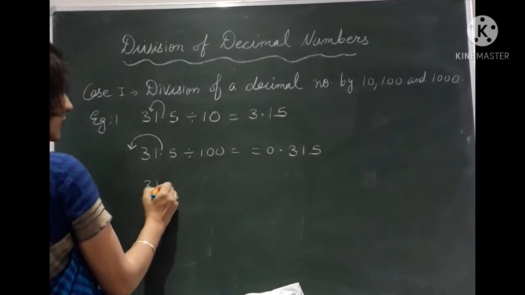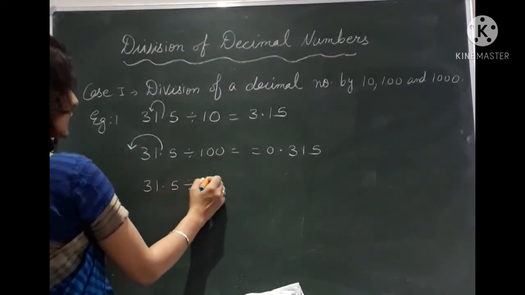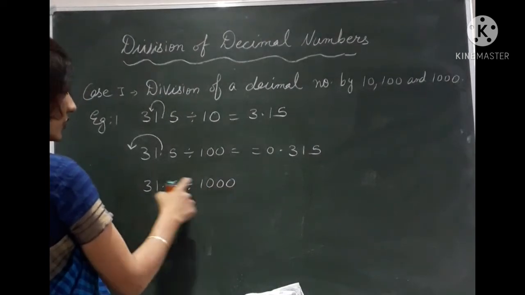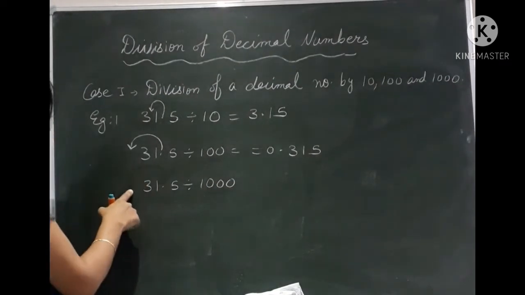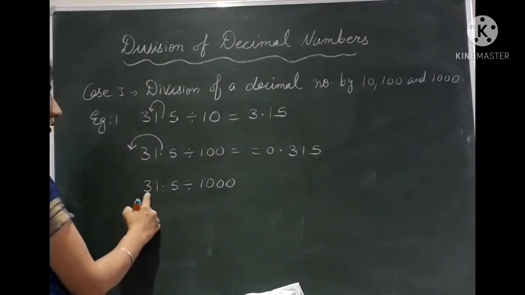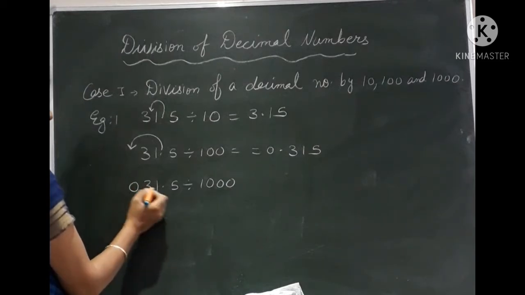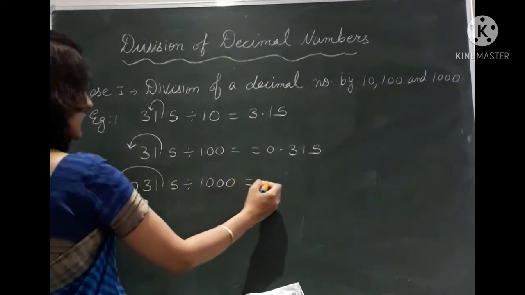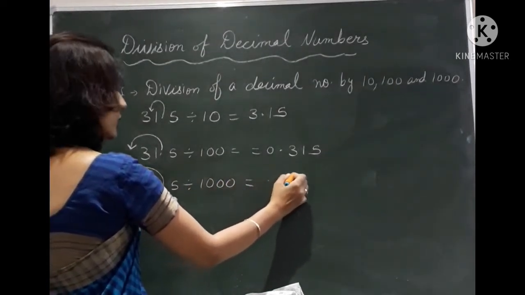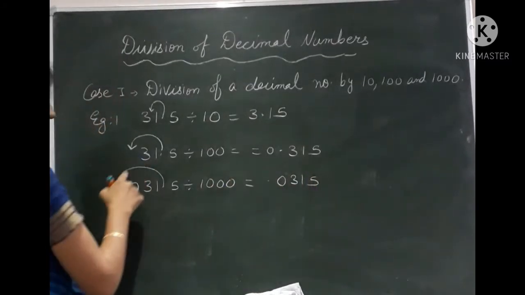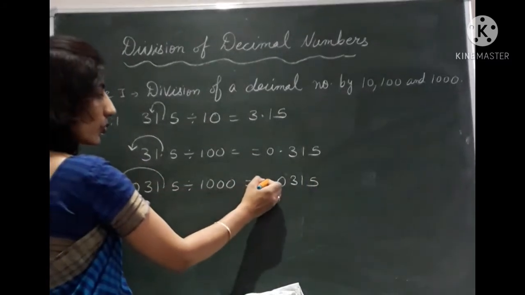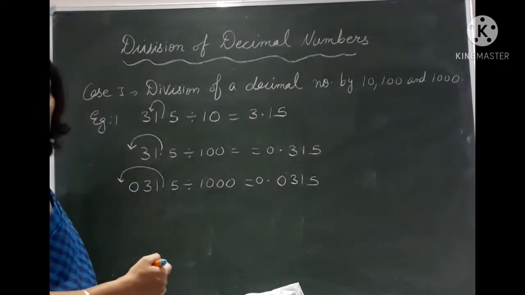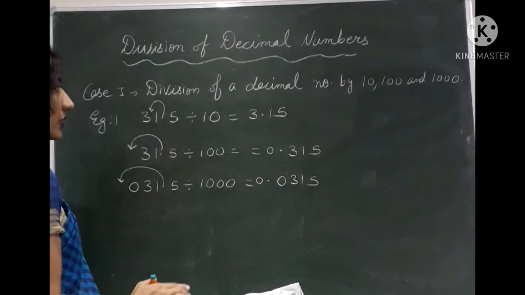Or the same number, if I have to divide by 1000. Here there are 3 zeros, so the decimal has to be shifted 3 places to the left. But I have only 2 digits written here, so I will put a 0 here. And now I will shift the decimal 3 places to the left. So the answer will come 0.0315 because the decimal has shifted here. Now in the whole number part nothing is there, so I will put a 0. This is one method, a shortcut method to divide by 10, 100 or 1000.